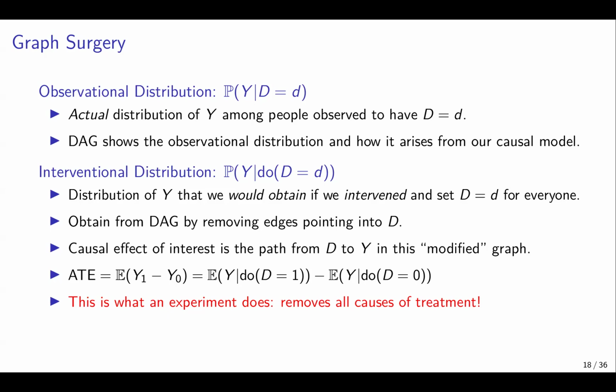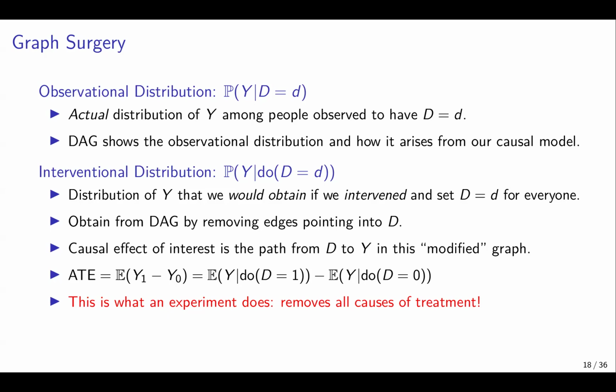And this new DAG is going to imply how we can see what would happen to Y if we intervened and set D equal to some particular value for everybody. To obtain the causal effect of interest, we take a look at the path from D to Y in this modified graph.